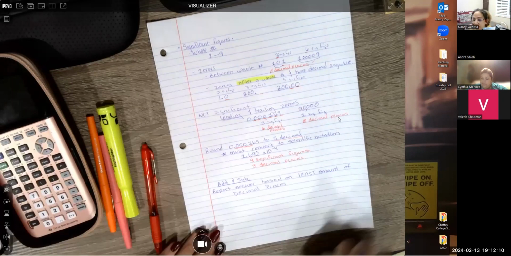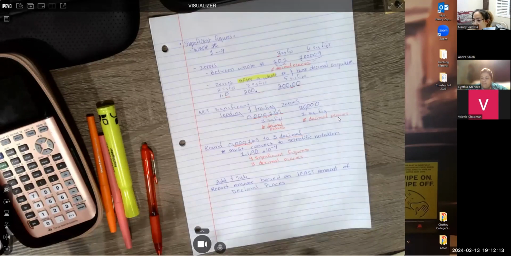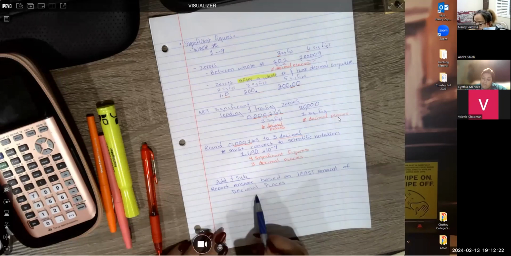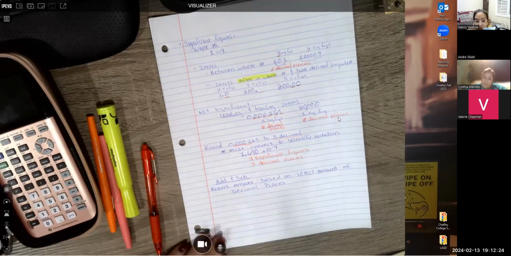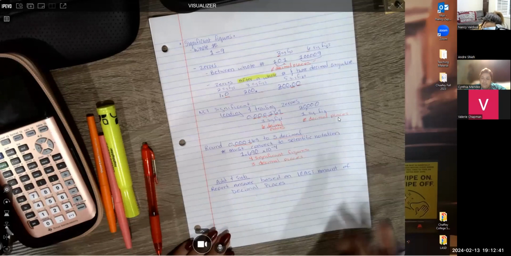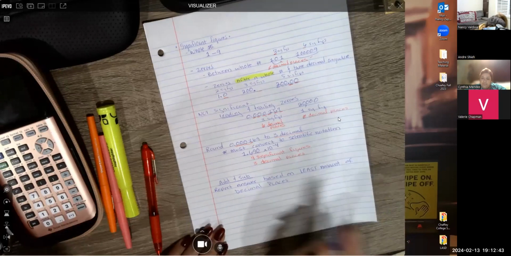Now remember, you don't do this until the end of your entire problem, right? So if your entire problem only has addition and subtraction, then you're going to report your answer to the least amount of decimal places. And if your problem starts adding multiplication and division inside of it, then you have to report it the other method, because we're going to follow the order of operations, the Please Excuse My Dear Aunt Sally rules, or PEMDAS: parentheses, exponents, those kind of things. All right, so with these ones, you report it to the least amount of decimal places.